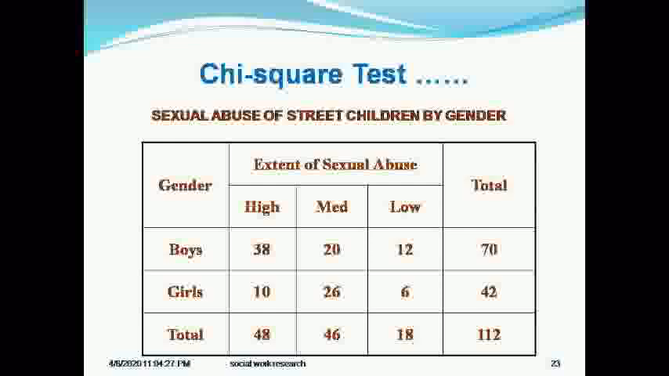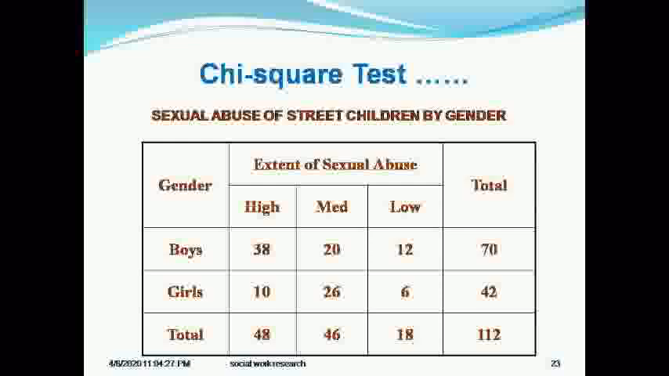Now here in this example, there is a table. This is called a cross table or bivariate table. 2 variables are presented in this table. So what is the information in the table? Sexual abuse of street children by gender. So there are 2 variables. One, the gender, boys and girls. The other one, extent of sexual abuse, which is in 3 categories: high, medium and low.